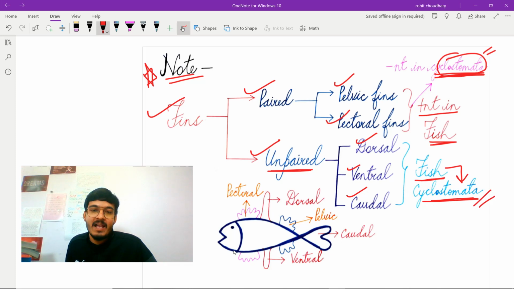As you can see, this is the diagram of a fish, and these are the pectoral fins, which are paired, and these are the pelvic fins, which are also paired. Unpaired are dorsal, ventral, and caudal. This is dorsal, this is ventral, and this is caudal. These are the unpaired fins. So this is all about the first part of chordata.